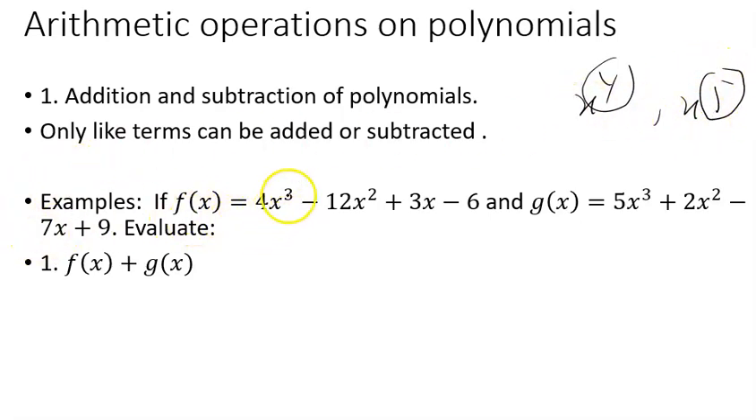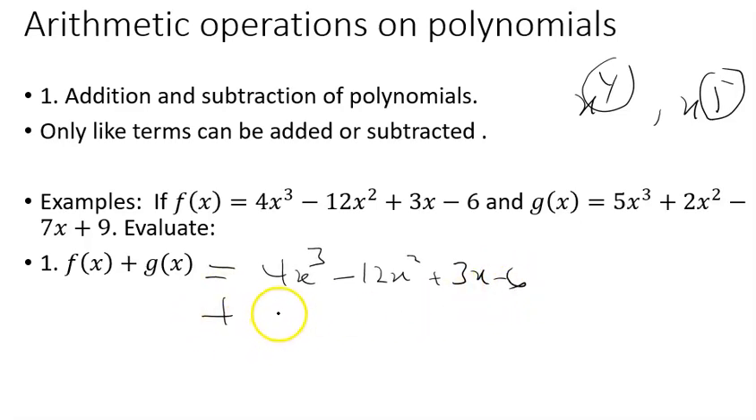Example, if f of s equals 4s cubed minus 12s squared plus 3s minus 6, and g of s equals 5s cubed plus 2s squared plus 7s minus 9, evaluate f of s plus g of s. So let's add them. We have 4s cubed minus 12s squared plus 3s minus 6. You have to add g of s, that is 5s cubed, let's add them in that order, plus 2s squared plus 7s minus 9.